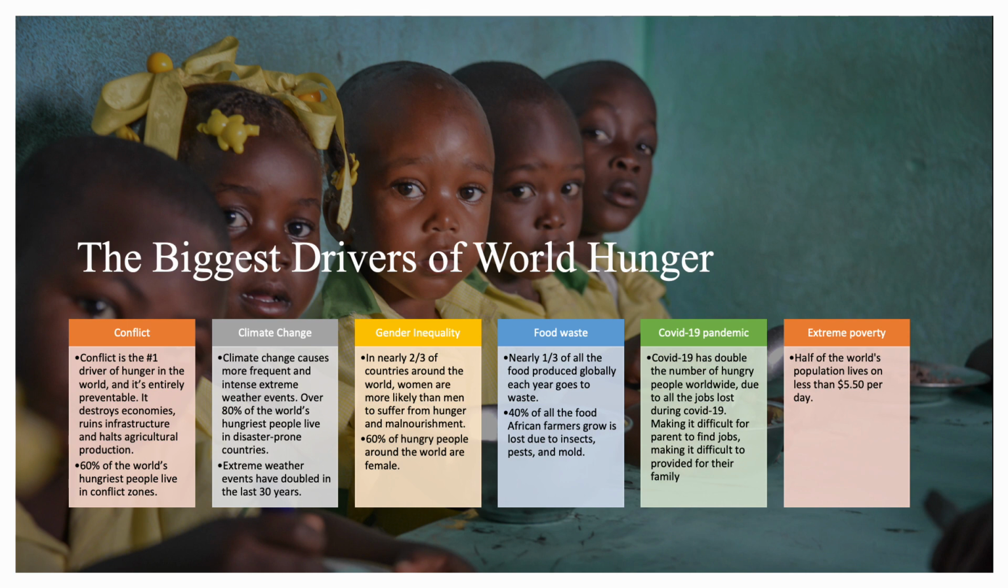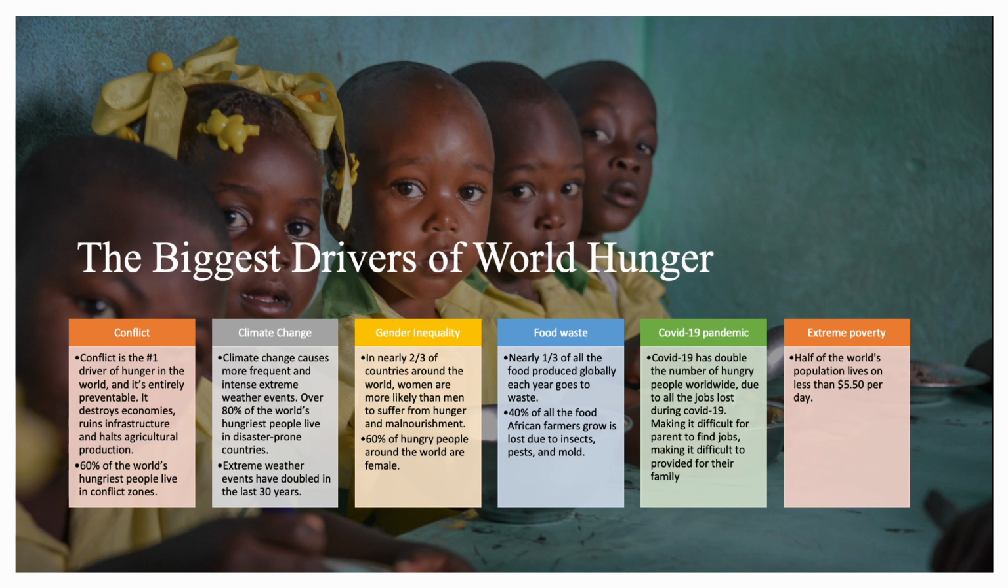Climate change causes more frequent and intense extreme weather events. Over 80% of the world's hungriest people live in disaster-prone countries. Extreme weather events have doubled in the last 30 years.